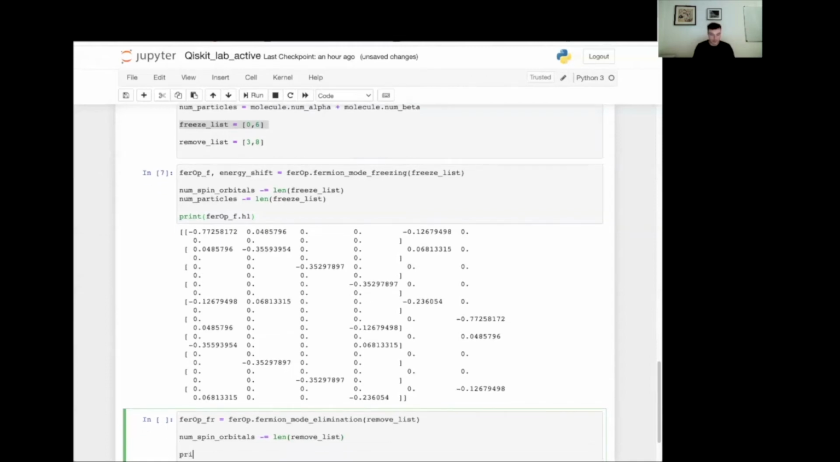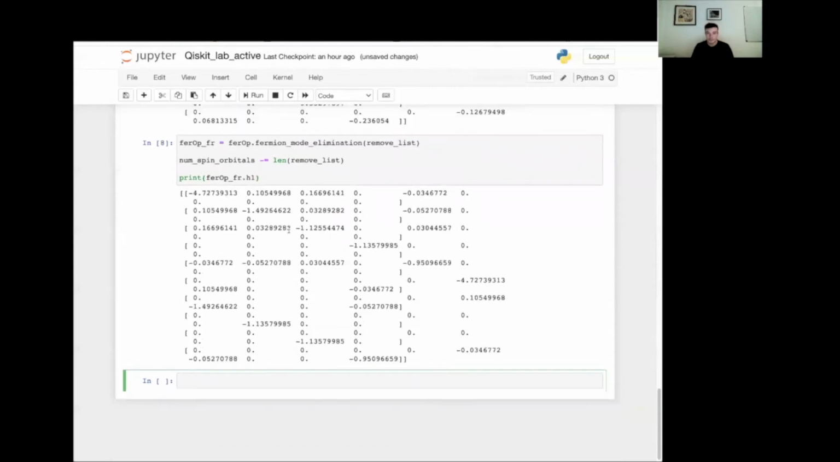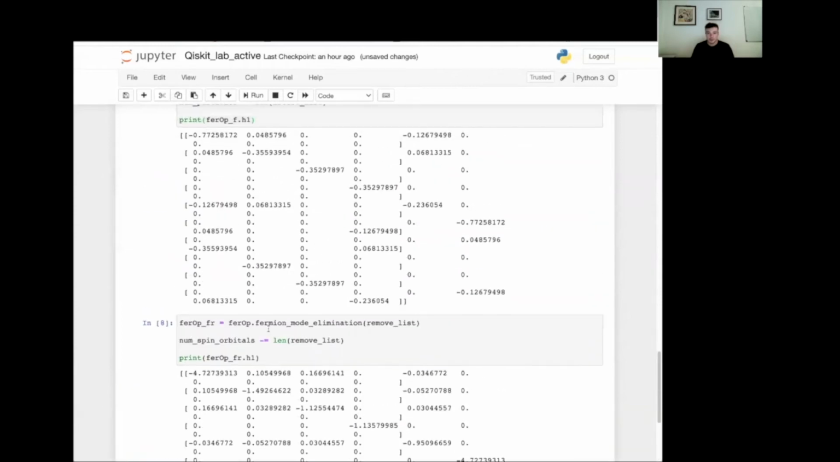And again, let's print the fermionic operator, frozen and removed, I guess. Okay, excuse me. This should be F.